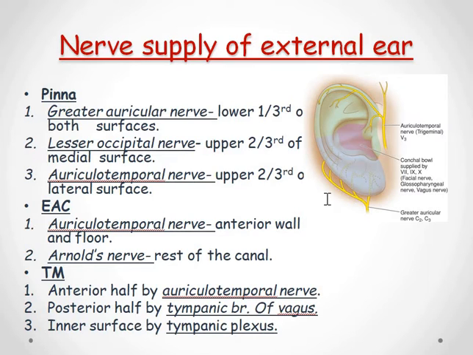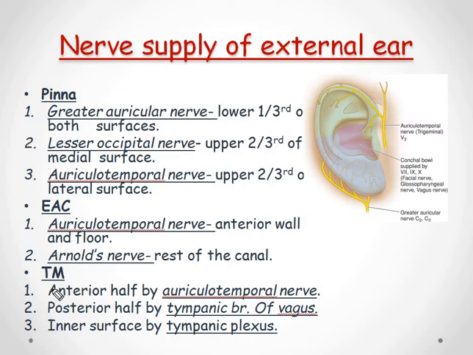If we talk about the external auditory canal, this is the EAC. This is posterior, this is anterior. The anterior wall and the floor are supplied by the auriculotemporal nerve. We know already that this area is supplied by the auriculotemporal nerve. The rest of the canal is supplied by Arnold's nerve. What is Arnold's nerve? It is the auricular branch of the vagus nerve.